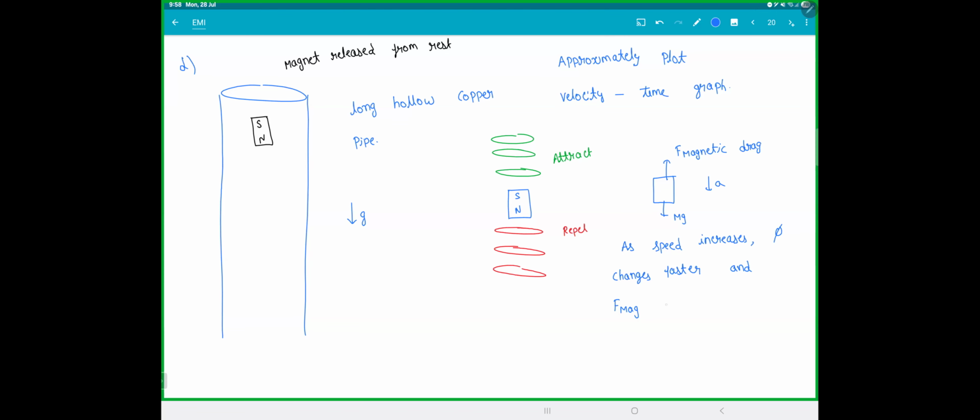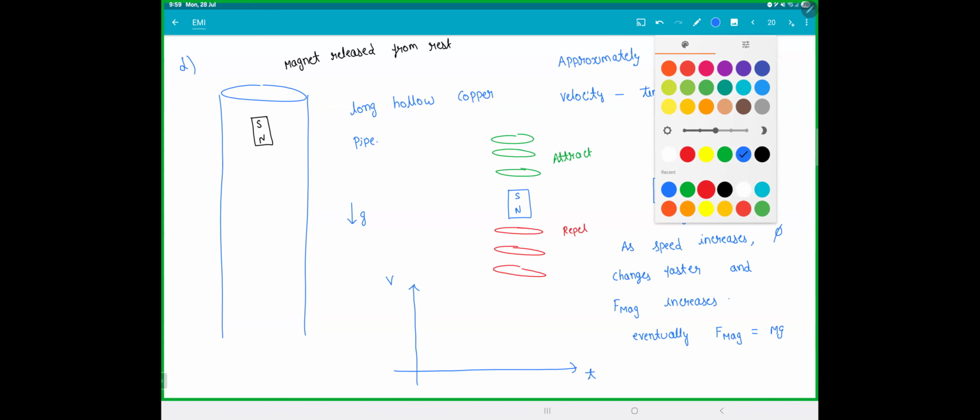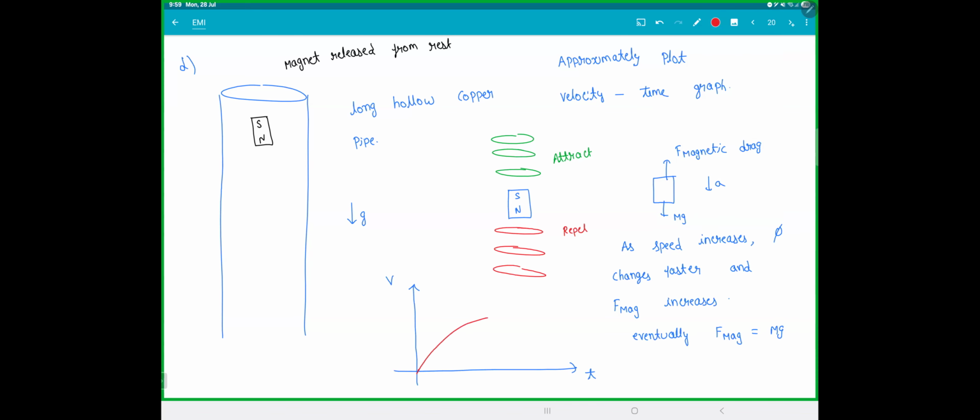It kind of behaves like viscosity. After a long time, in real life, you'll have air resistance and all that, but technically, eventually, F magnetic will become mg. At this point, your velocity becomes constant. So if you try to plot this graph, this will look exactly like the viscosity graph of a ball dropped in a liquid. You'll get a VT graph. So it increases, and becomes constant. You will reach a terminal velocity.